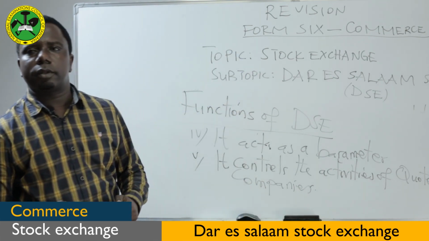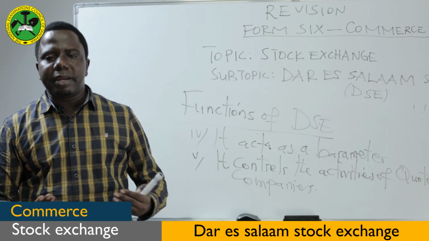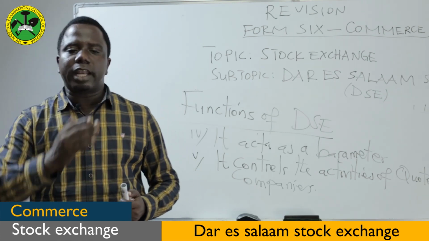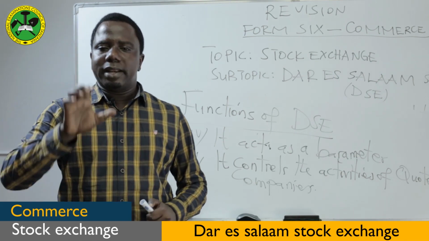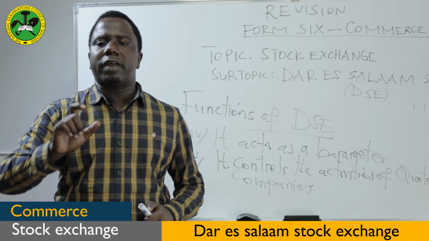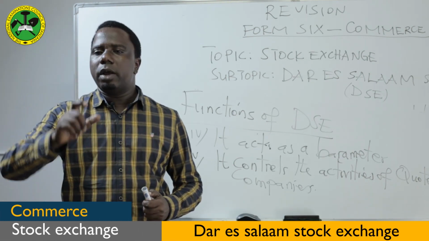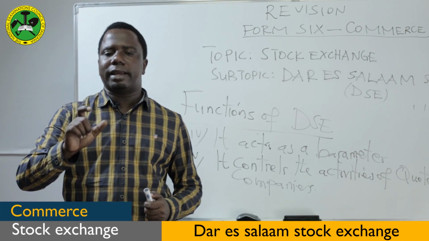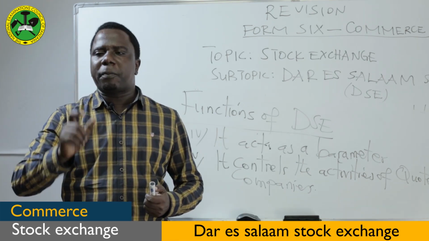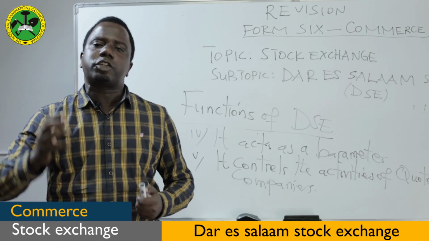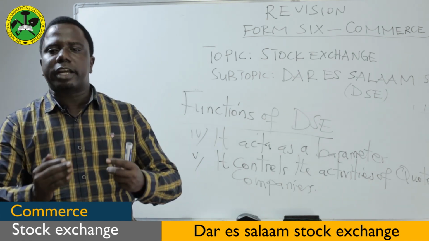the Dar es Salaam Stock Exchange controls activities of different quoted companies. So all companies that have been quoted in the Dar es Salaam Stock Exchange, as I've said before, must follow the rules and regulations of the Dar es Salaam Stock Exchange. And therefore, the Dar es Salaam Stock Exchange must make sure that those companies are operating as they are required by those rules and regulations. And therefore, the DSE keeps an eye on those companies, the way they operate. They are supposed to be audited, and they are supposed to prepare their financial statements based on international standards, and they must do so. So the Dar es Salaam Stock Exchange keeps an eye on those quoted companies.